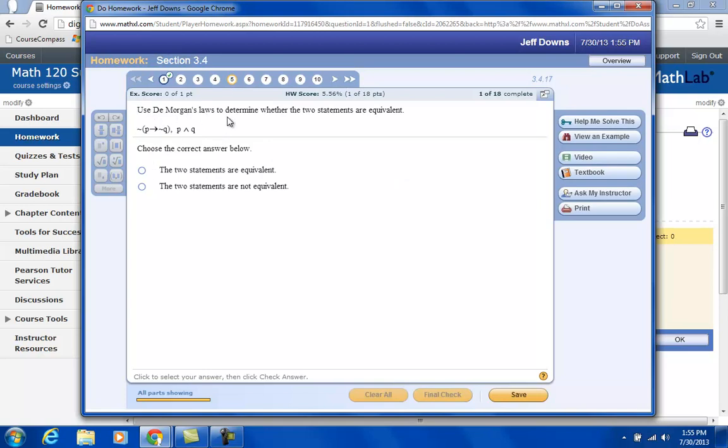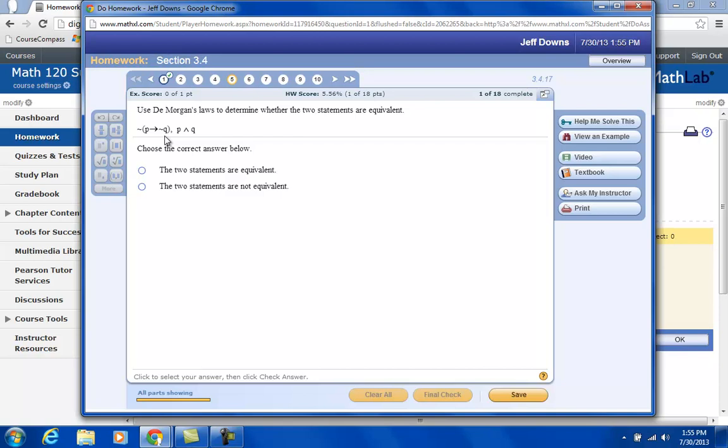Use De Morgan's laws to determine whether the two statements are equivalent. So the negation of if P then not Q. Okay, well, if P then not Q would be, look up De Morgan's laws. I thought it was the opposite of P or not Q. I think if P then Q would be P or not Q. So we have a couple of negation issues to work out.